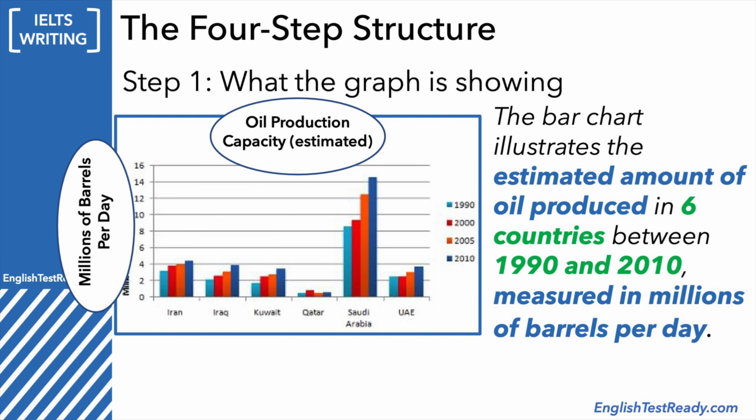So step 1 is to give a general overview of all the key points in the graph and what it's generally about. You don't have to go into details right away, but you should look at all the information provided to you and then paraphrase that slightly. Let's look back at this now, and I'll show you how I paraphrased. The first paraphrase was based on oil production capacity, and I wrote the estimated amount of oil produced. Next up, we have millions of barrels per day, and I wrote measured in millions of barrels per day.